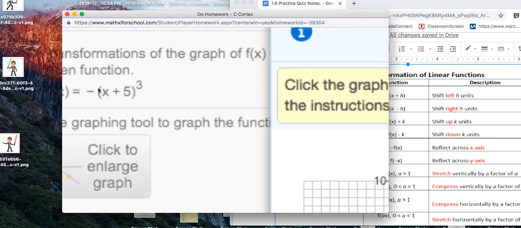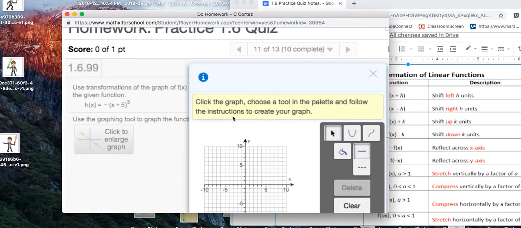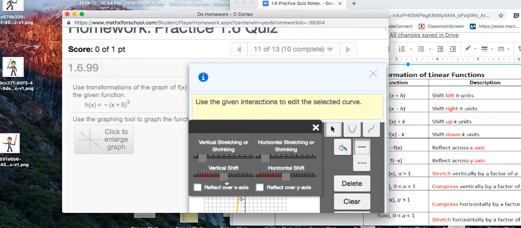We know this is negative outside, so this needs to go over the x-axis for sure, and we're also shifting this to the left 5 units. So we're shifting this over the x-axis, horizontal shift is to the left 5 units.